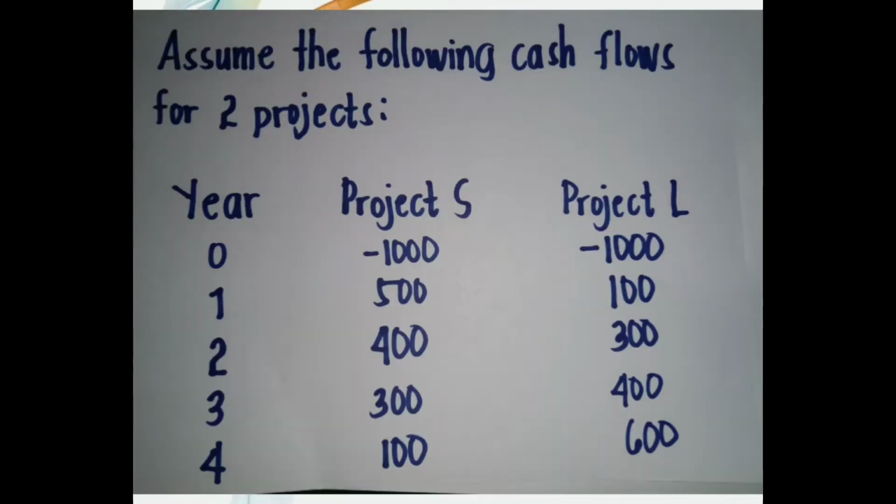Assume the following cash flows for two projects. So we have two projects, Project S and Project L. At year 0, which is before the first year, for Project S we have negative 1,000, and the same for Project L. In year 1, we have 500 for Project S and 100 for Project L. In year 2, we have 400 for Project S, and for Project L we have 300. In year 3, we have 300 for Project S and 400 for Project L. And the last one, in year 4, we have 100 for Project S and 600 for Project L.